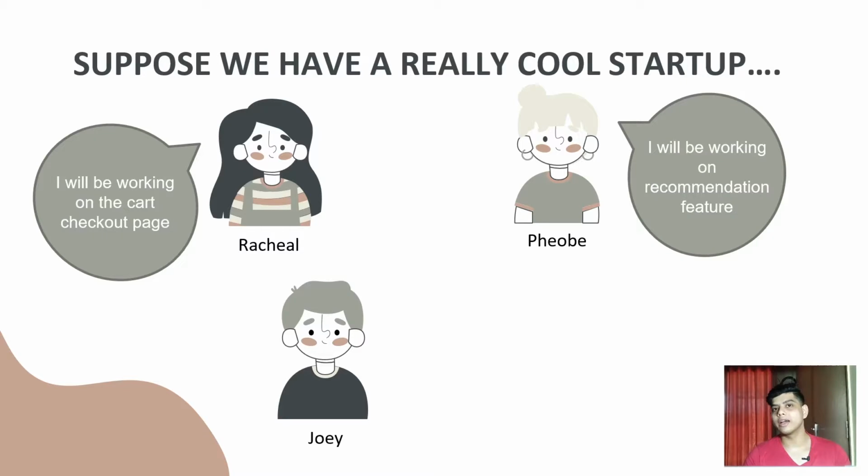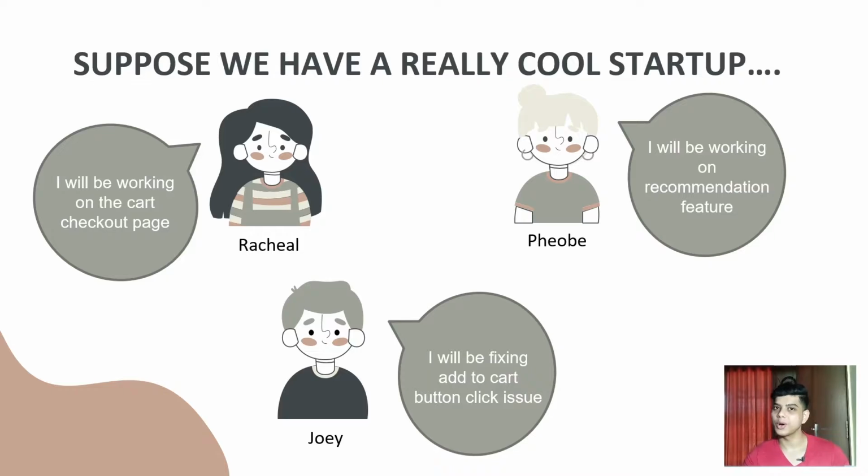Phoebe is saying that she will be working on some recommendation feature where products will be recommended to our user. These are again fictional things. And Joey is working on a bug. There's a button and there is a click issue on it, so Joey is going to fix that. Now, we only have one Git repository, and how will everyone work on the same Git repository if they have these 3 tasks to do in parallel?